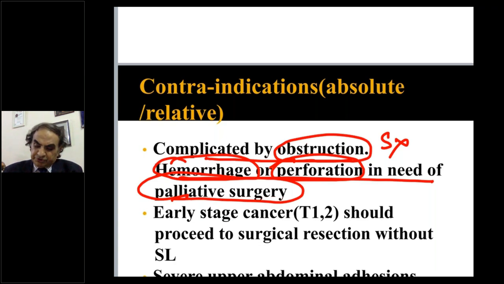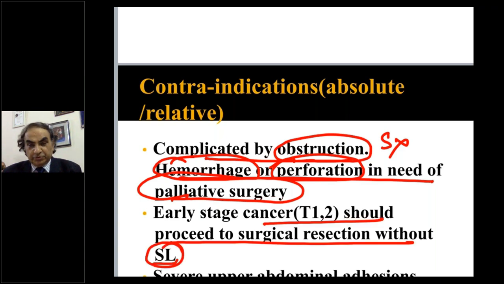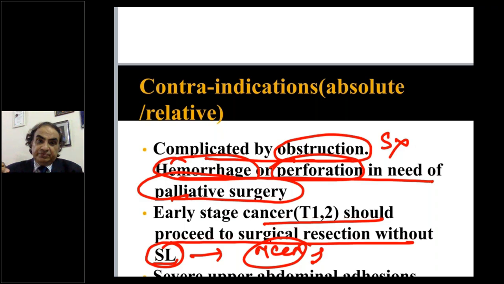Very early stage cancer should proceed to surgical resection without staging laparoscopy. It's an older way to look at it. NCCN has improved it, but with a guard. I've already covered that. The whole idea is you don't expect metastasis in these patients, but to call it early stage, you've done very, very high resolution imaging, which is rarely done. You must have very thin sections in multi-detector CT scan. So it's very, very, very important.